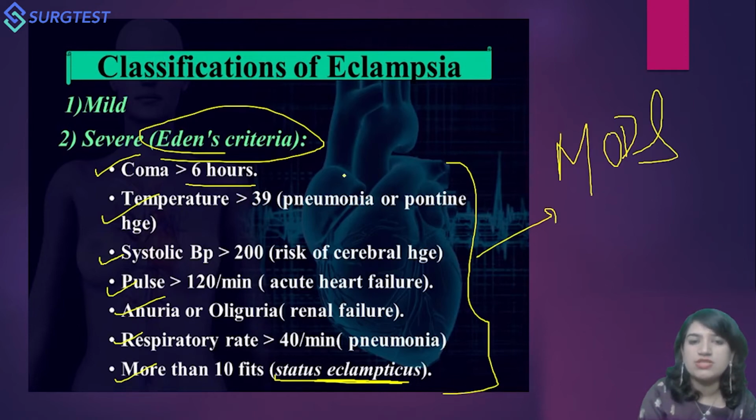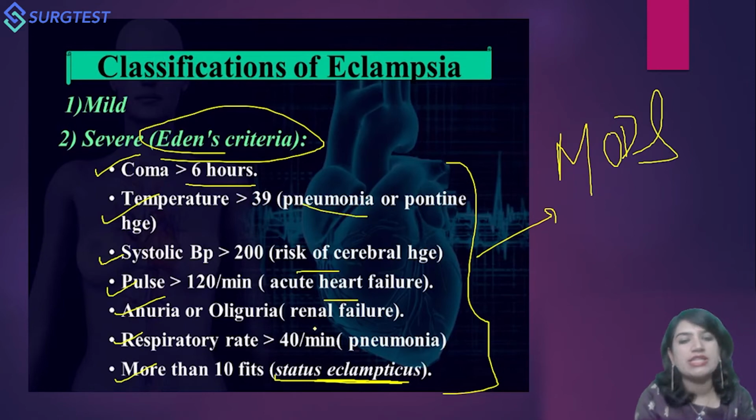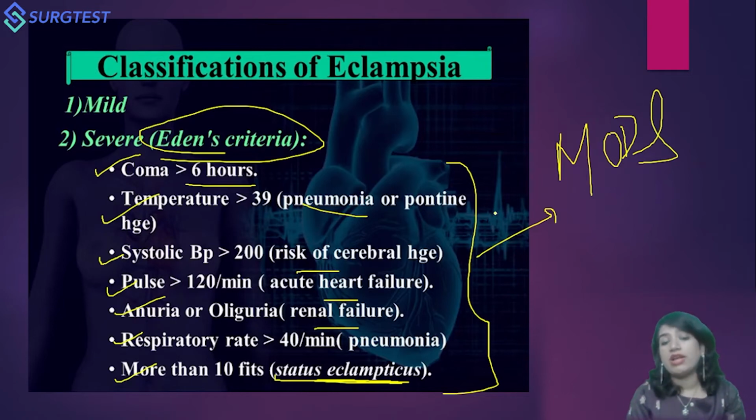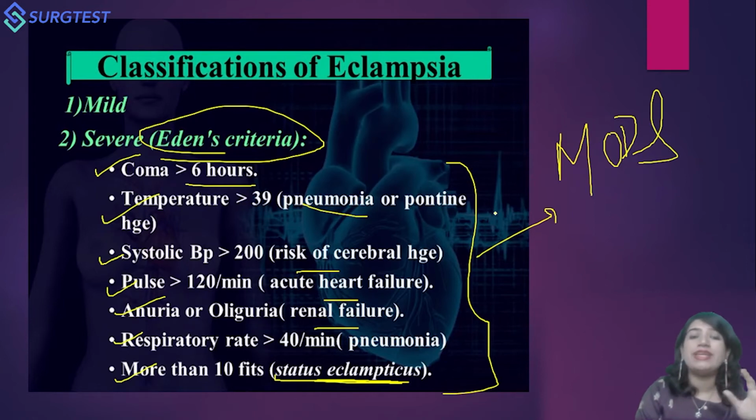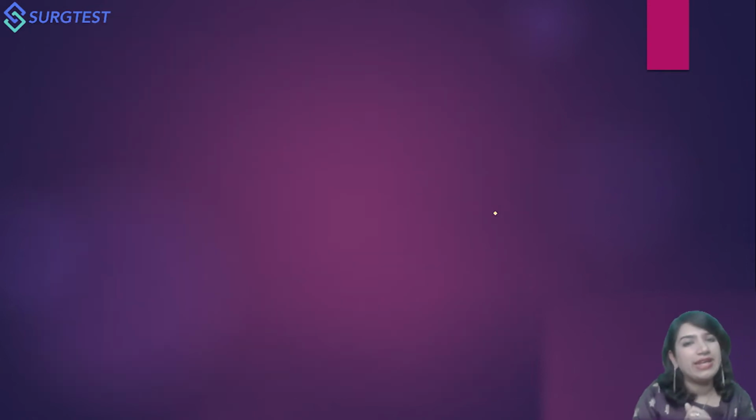When these are present, we know that the woman is landing in MODS, or multiple organ dysfunction syndromes. It is affecting the lungs, it is affecting the brain, it is affecting the heart, it is affecting the kidneys, and that is when we know that this woman might not have great chances of surviving this crisis. Okay, so this is about the Eden's criteria of eclampsia.